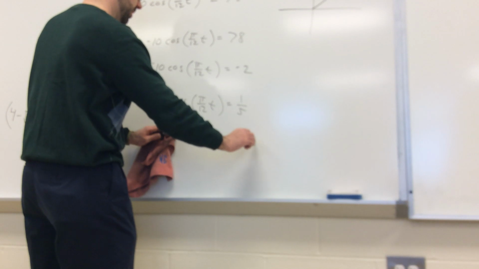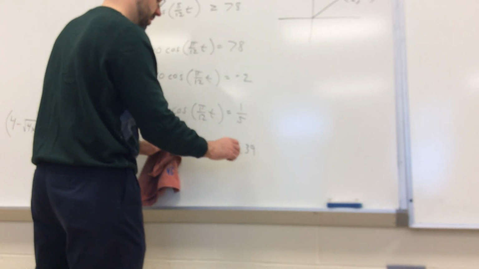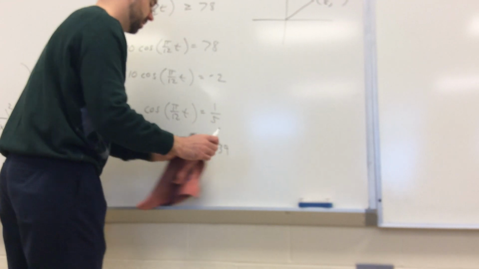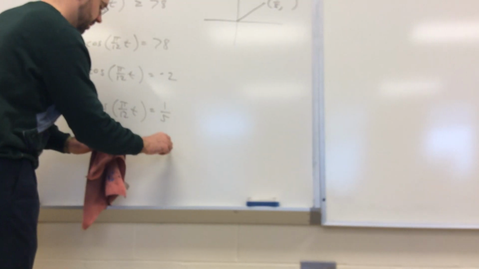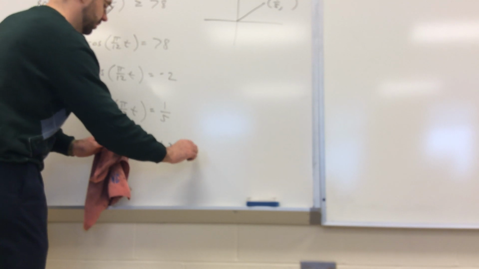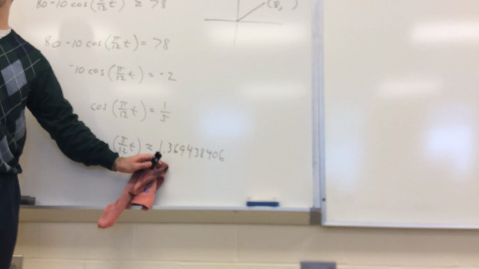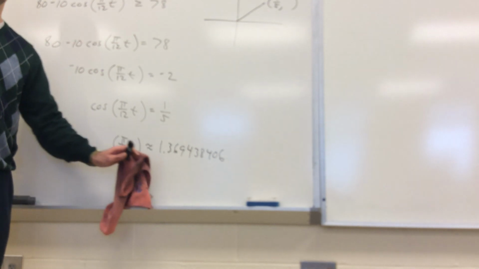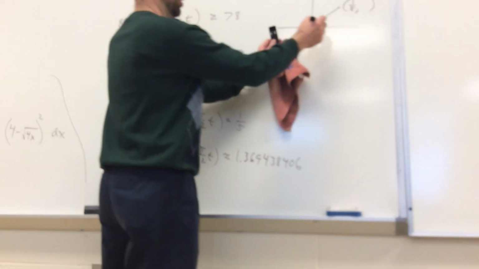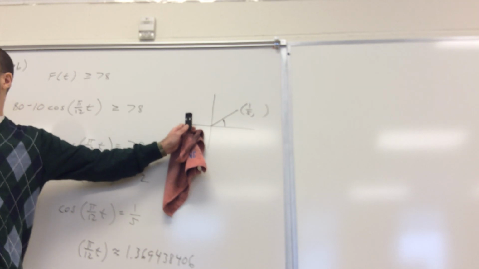And I think you get 1.39. I need more digits. Sorry, start from the beginning. 1.3694. Give me a couple more. Just because I'm scared to round in the middle of the problem because I need my 3 decimals to be accurate at the end. Okay, now that's what this angle is here. That angle is 1.369 radians.